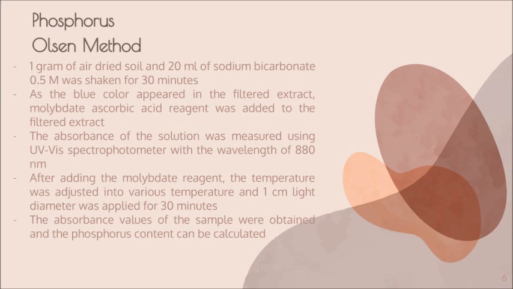The sample was then added with molybdate ascorbic acid reagent, and the solution appears as a blue color. The solution's absorbance was then measured using a UV-vis spectrophotometer with a wavelength of 880 nanometers. The absorbance values were obtained and the phosphorus content can be calculated. After adding the molybdate reagent, the temperature was adjusted to various temperatures and a 1 centimeter light path was applied for 30 minutes.